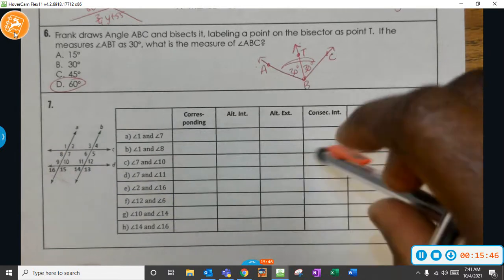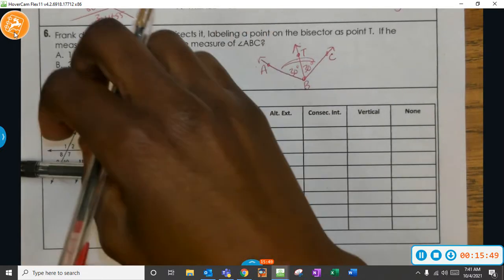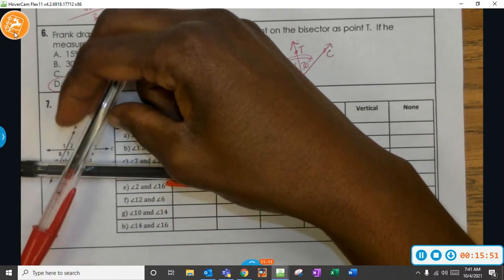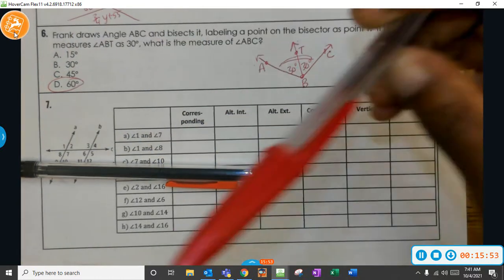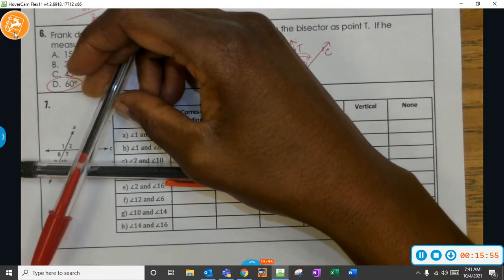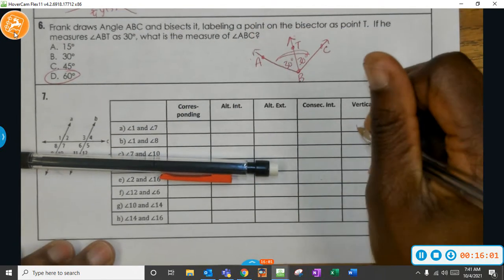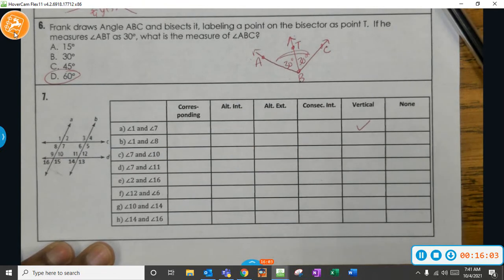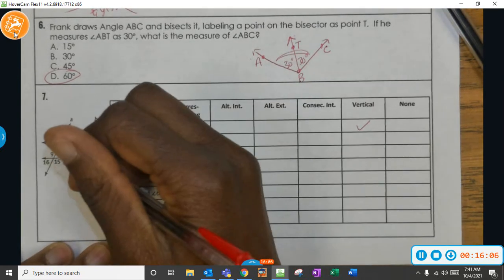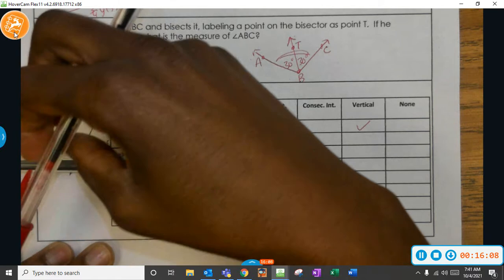So I can cover this, and you could still see both 1 and 7. So 1 and 7 are only on one vertex, which means it's only between vertical and linear, and they're opposite each other, so they're vertical. Okay, 1 and 8 are actually on that same vertex, so they're both on the same vertex.